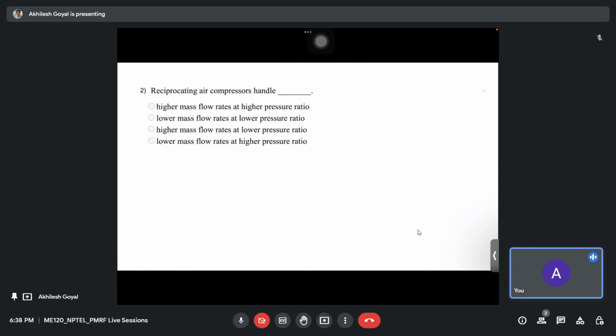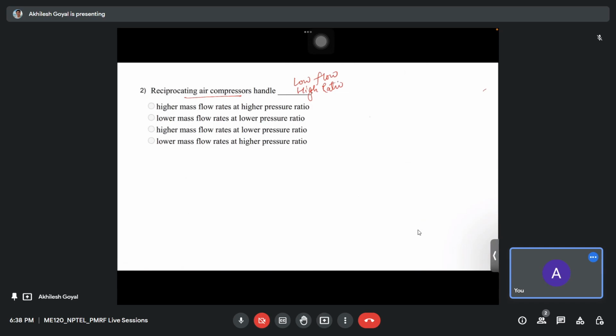The second one is: reciprocating air compressors handle high mass flow rates at high pressure ratio, low mass flow rates at low pressure ratio, high mass flow rate at low pressure ratio, or low mass flow rates at high pressure ratio. By the definition and their use, reciprocating air compressors are basically used for low flow at high ratio, that we all saw in the second slide.